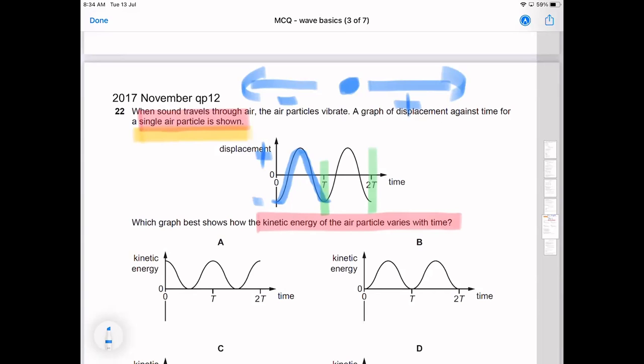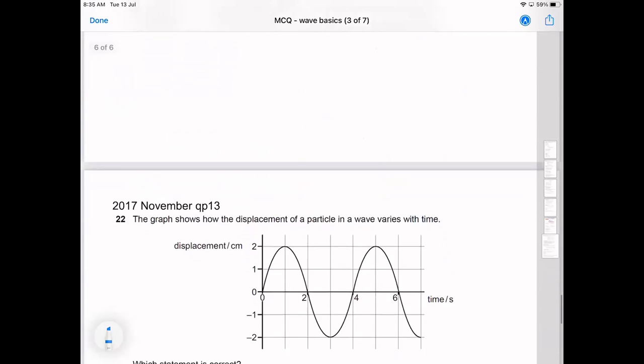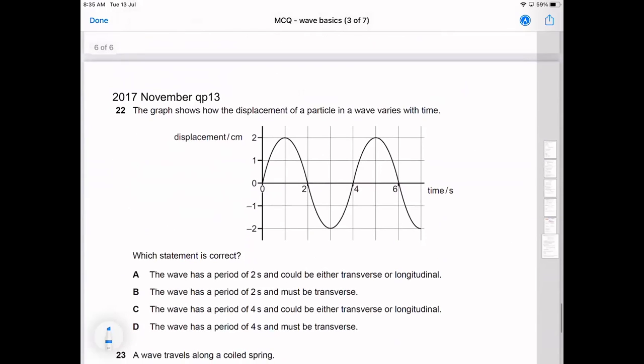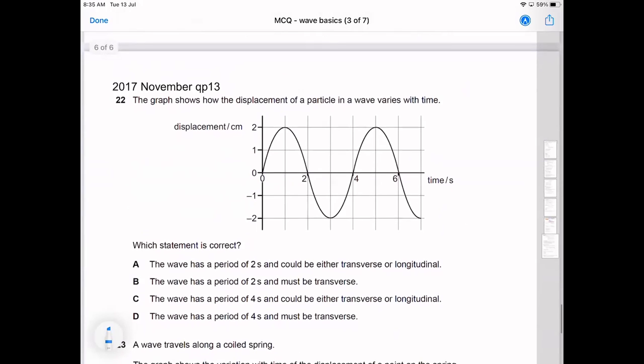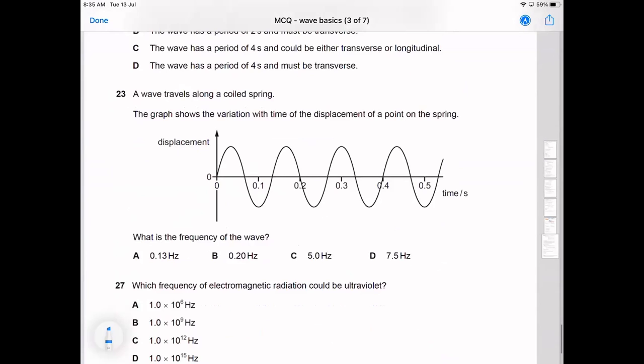Sir, can you work out this one question, please? Sure. Is it in the wave basics? It's on the exact PDF where you are, but just go down a page. This one, maybe? The 2017 November QP13. Question 23. Can you just work that out? Because my answer varies from the mark scheme's answer, so I'm just uncertain.